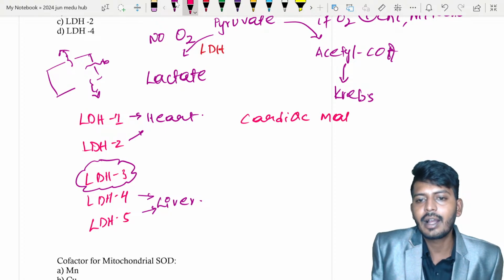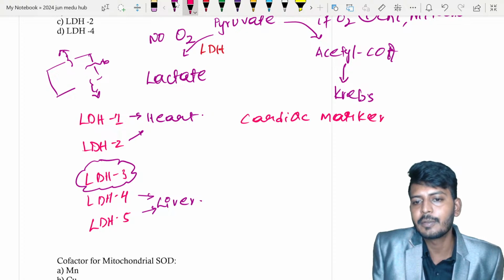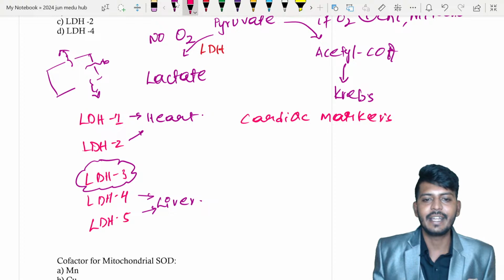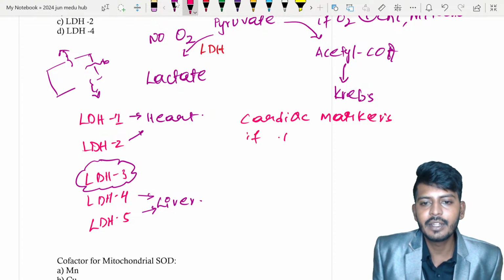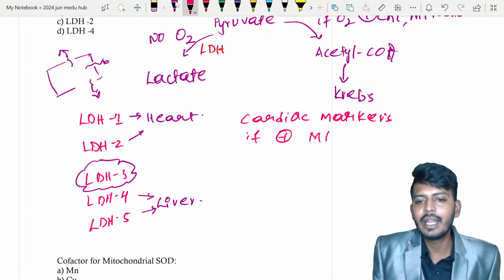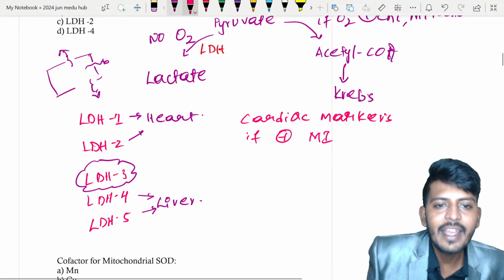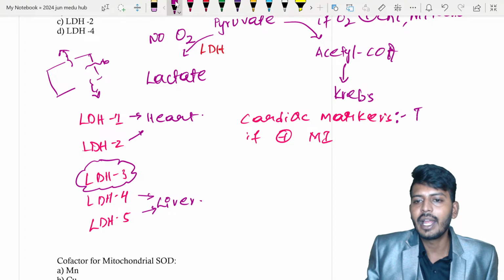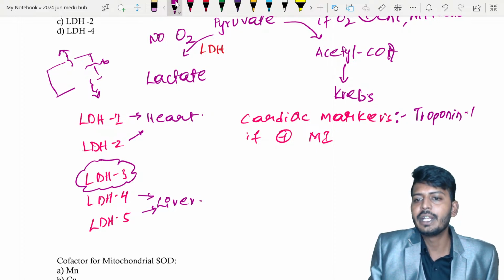So which are all the cardiac markers? If these markers are positive, then take it, sir, myocardial infarction is present. If positive, definitely myocardial infarction is present. So if positive, what are the cardiac markers? Cardiac markers, one is troponin. What is that? Troponin T.